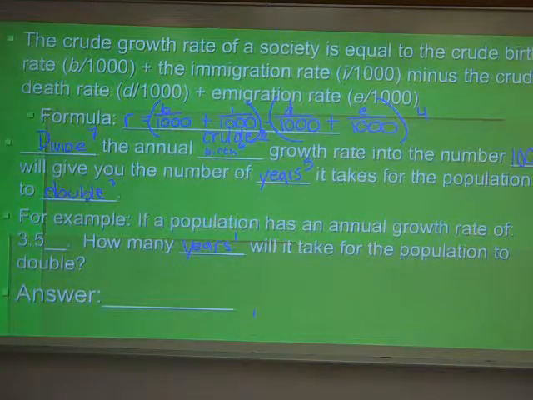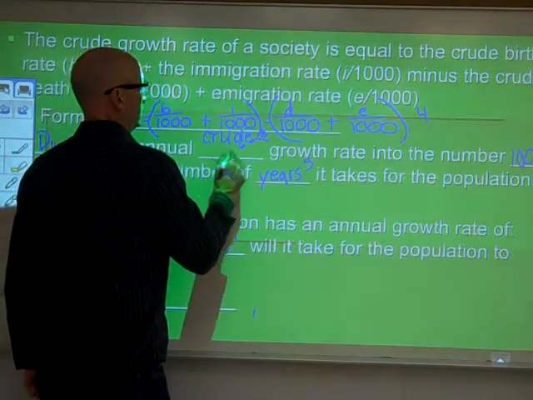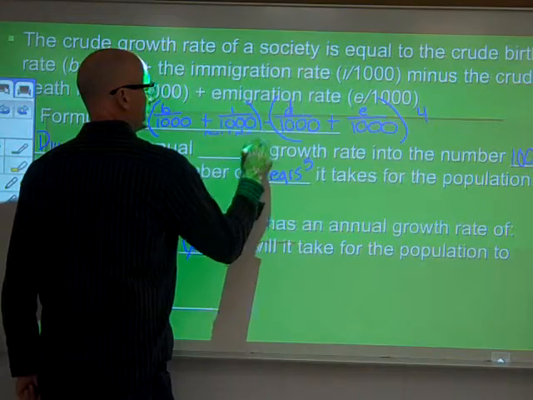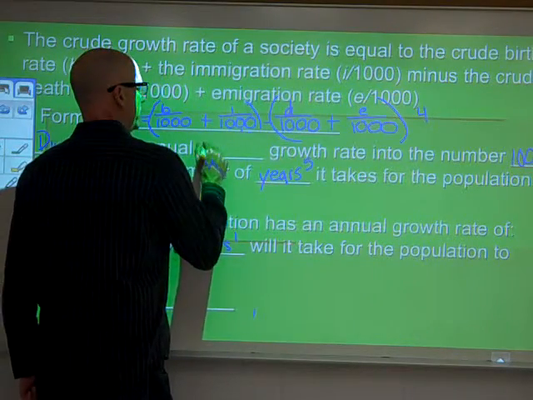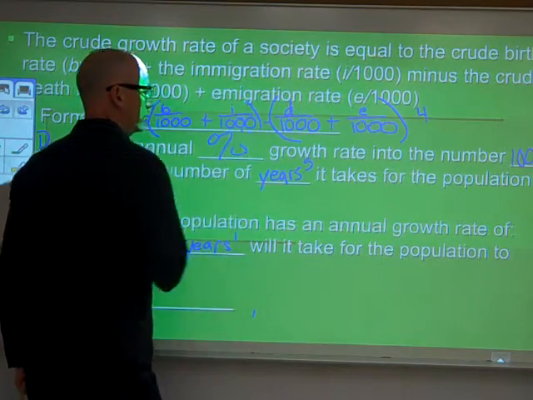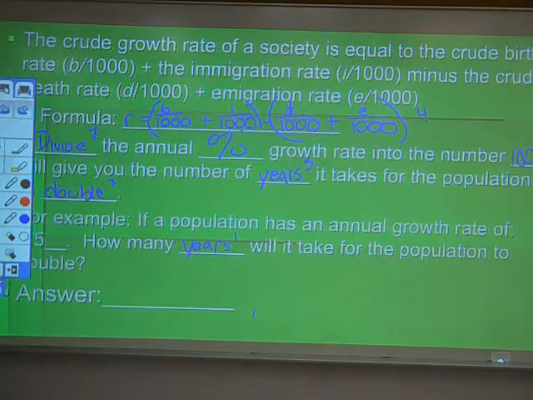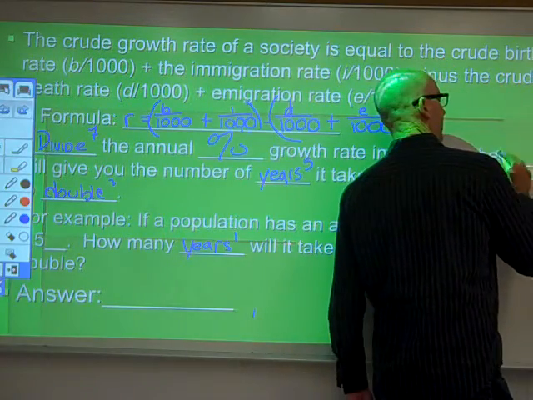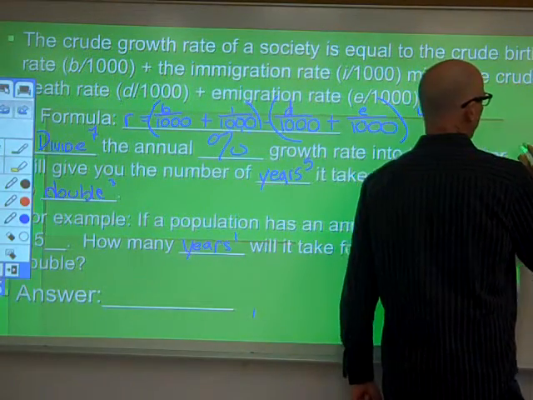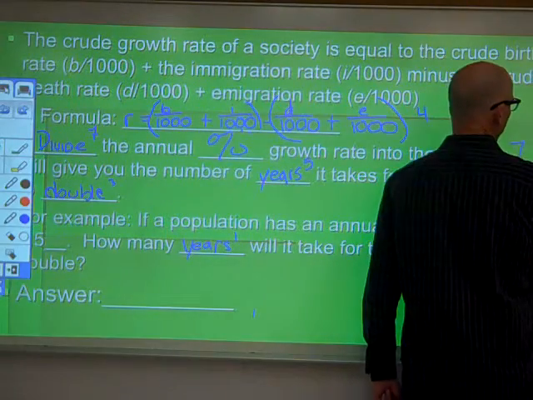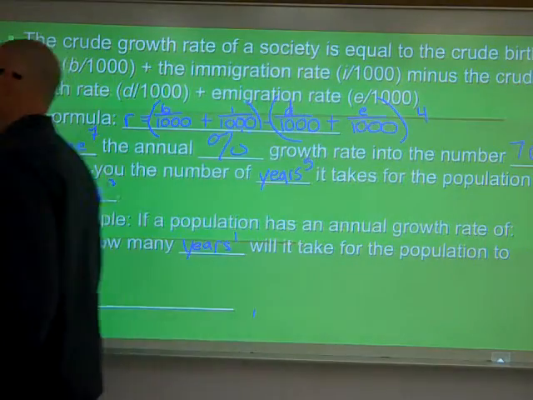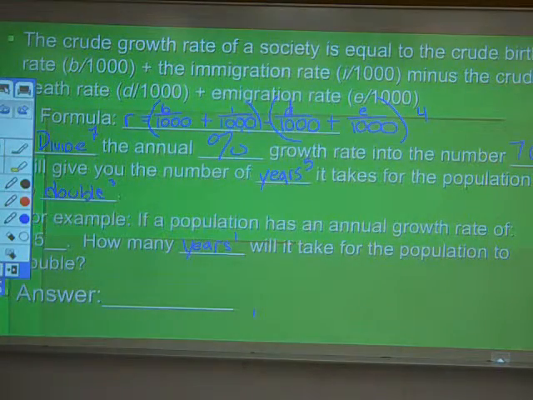If you divide the annual crude growth rate, percentage growth rate, into the number 1,000? No. Granted, this was a shot in the dark, or some of you may have heard this before. It's actually used in finance. It's called the rule of 70. And it gives a very, very close approximation.